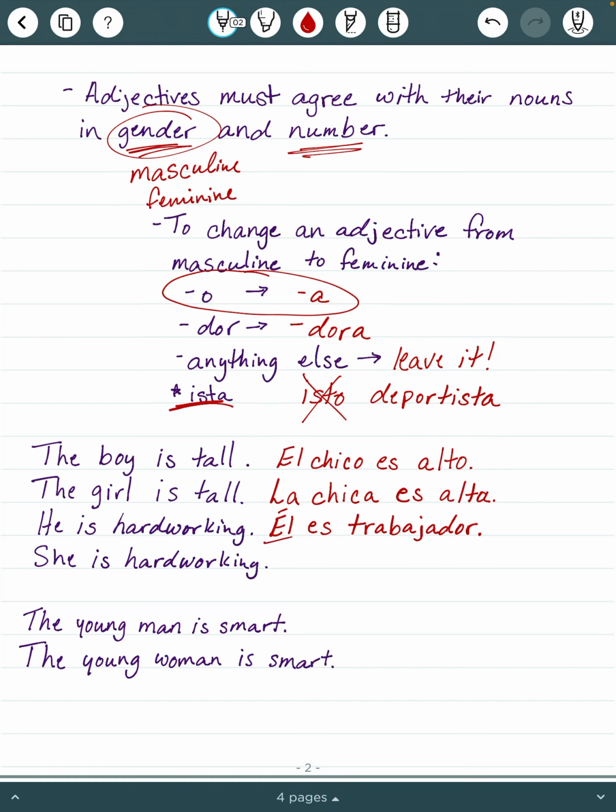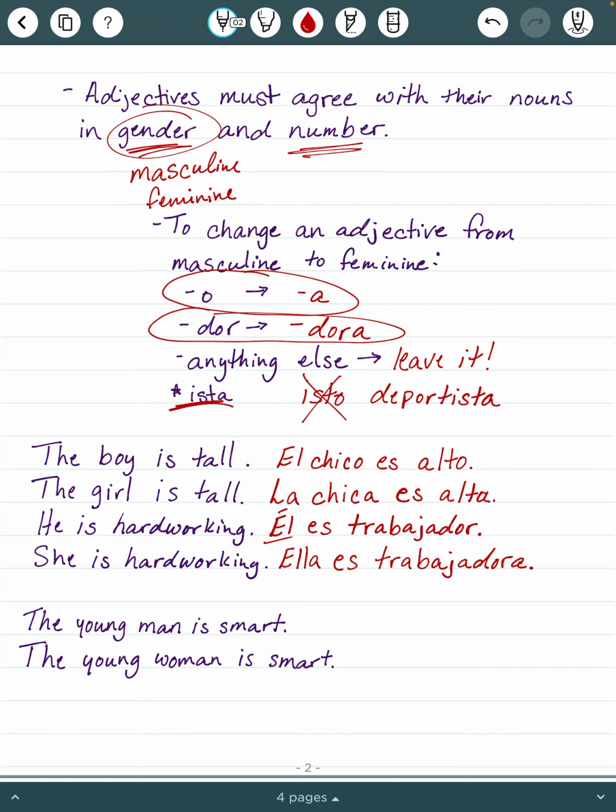Since he is masculine and singular, I'm going to leave trabajador alone. But when I'm changing this to talk about she, ella es, she is. Again, take that basic word, trabajador, change that dor to dora, just add an A there, es trabajadora.